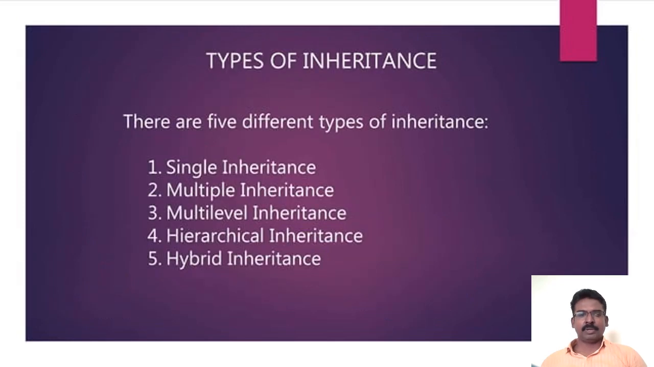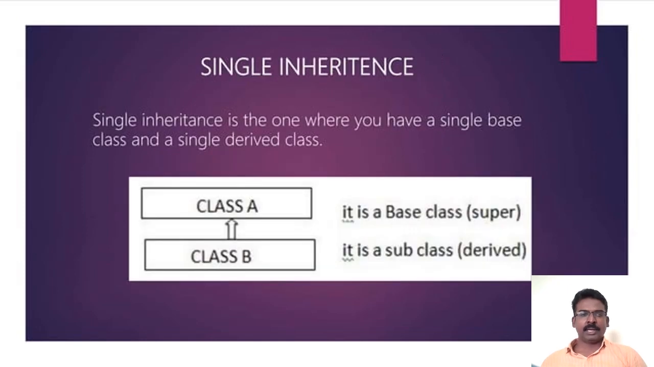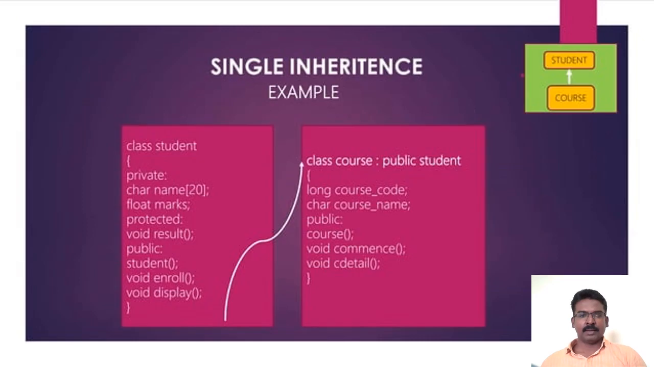Then coming to the types of inheritance, we have five types: single inheritance, multiple, multi-level, hierarchical, and hybrid inheritance. Single inheritance in the sense there will be only one base class and one derived class. That is, a derived class will be inheriting properties from only a single base class.